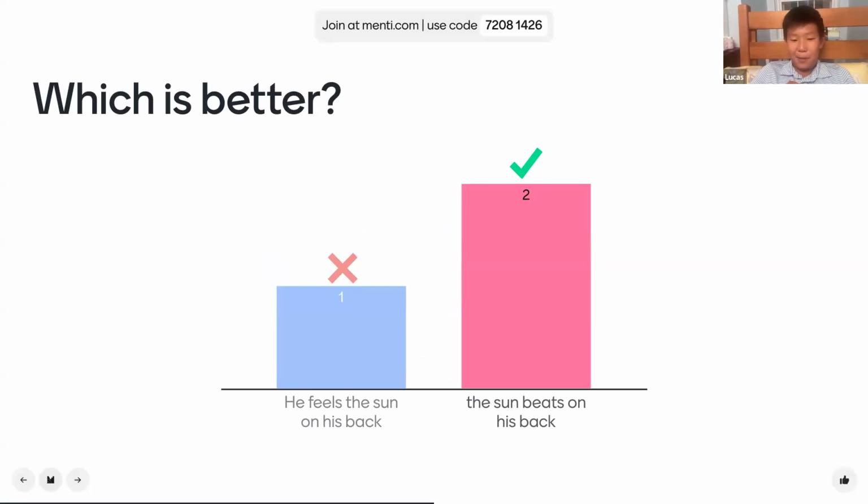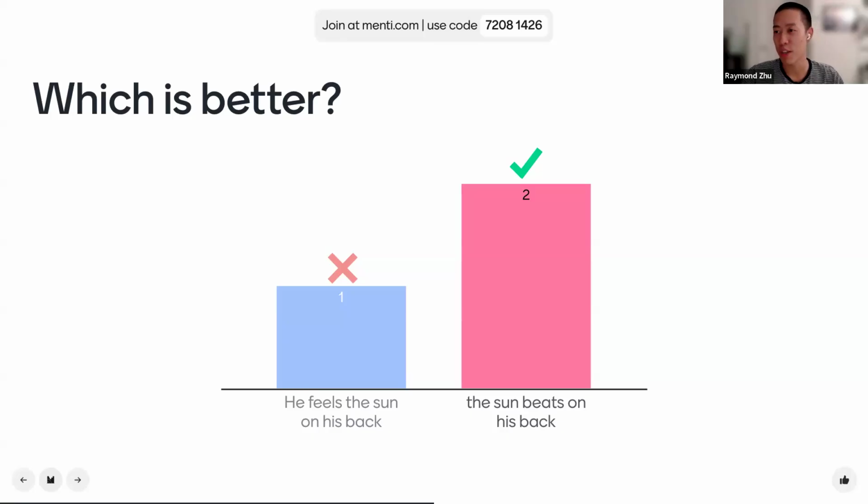I mean, he does, but it's not very descriptive, and maybe you can add something like the sun beats on his back. I think it's a better way of describing. If he feels the sun on his back, I don't think it's necessary. It can be like the sun is burning on his back. I think you need to express a feeling or an action. Okay, you're on the right track.